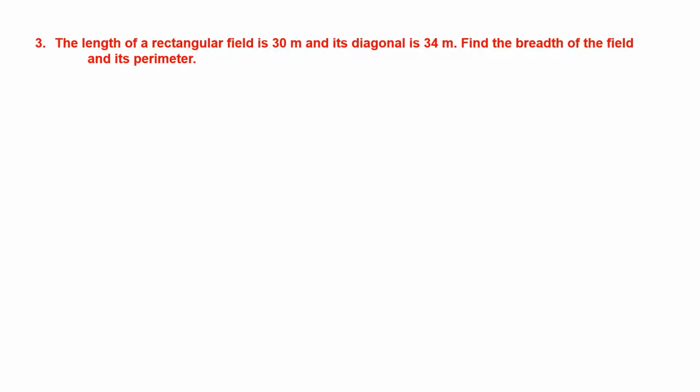Question 3. The length of a rectangular field is 30 meters, and its diagonal is given to us as 34 meters. Now we need to find the breadth of the field as well as its perimeter. So two things to find.